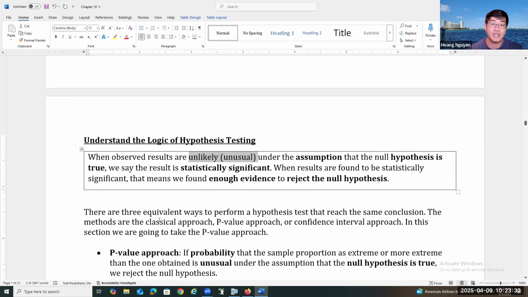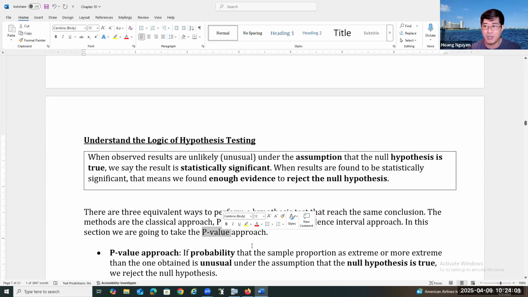There are three equivalent ways to perform a hypothesis test that will take you to the same conclusion: the classical method, the p-value approach, and the confidence interval approach. In this section, we are going to use only one of them, the easier one, which is the p-value approach. To get the conclusion of either reject or fail to reject the null hypothesis, we're going to base it on the calculation of the p-value.